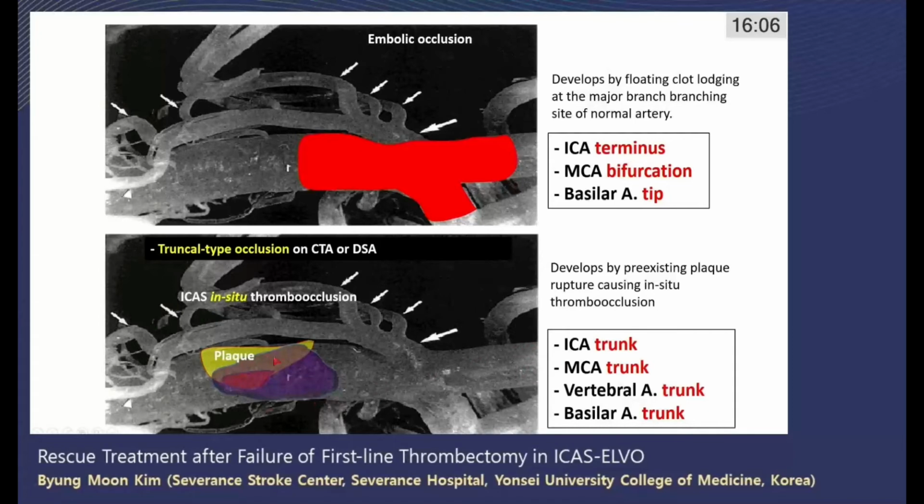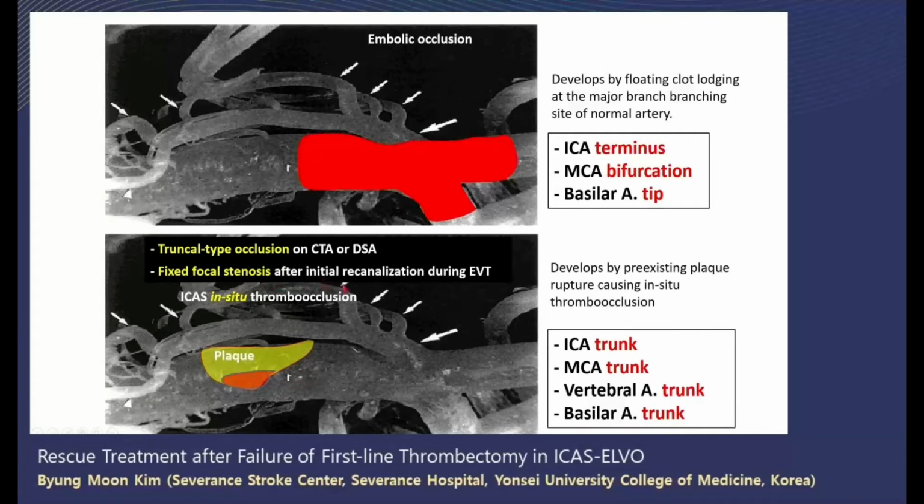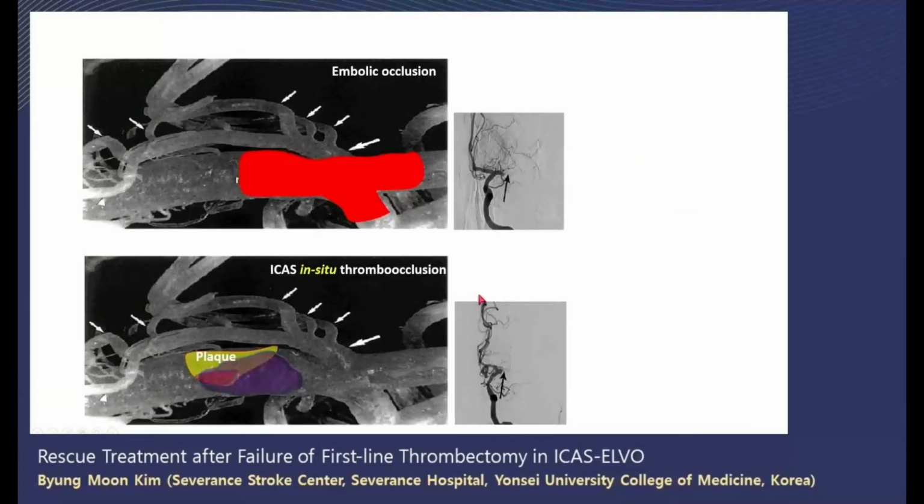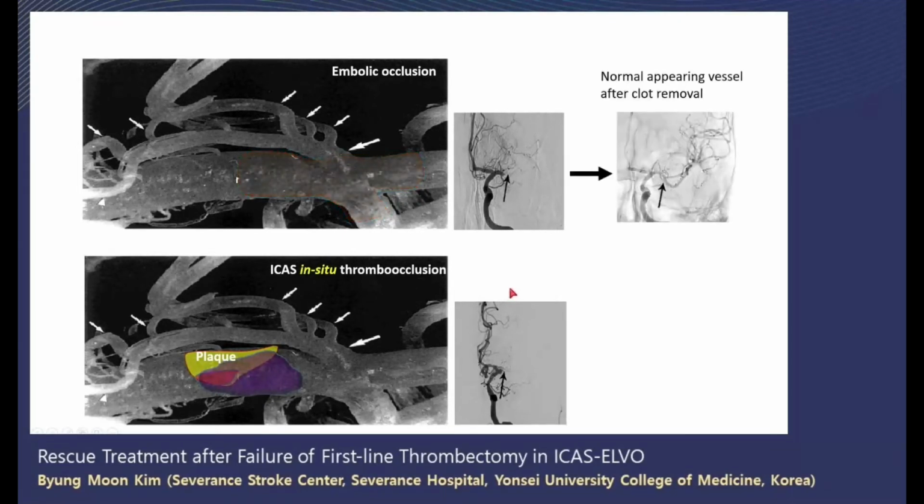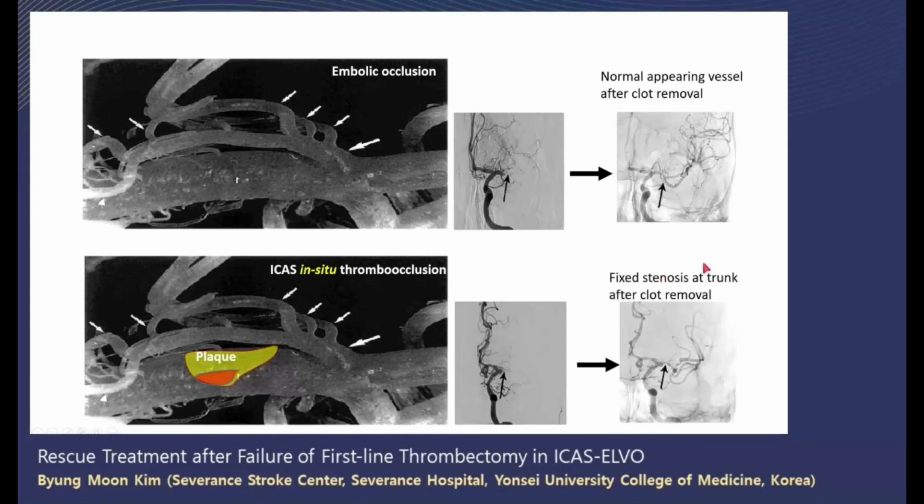So ICAS LVO appears as a truncal type occlusion, and after removal of the clot, a fixed focal stenosis still remains. Again, in embolic occlusion, the angiogram shows a normal-appearing vessel after clot removal, like this. In contrast, ICAS large vessel occlusion leaves a fixed focal stenosis at the trunk after clot removal, as mentioned multiple times in the previous lecture.